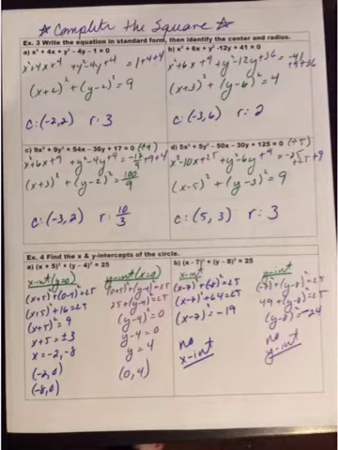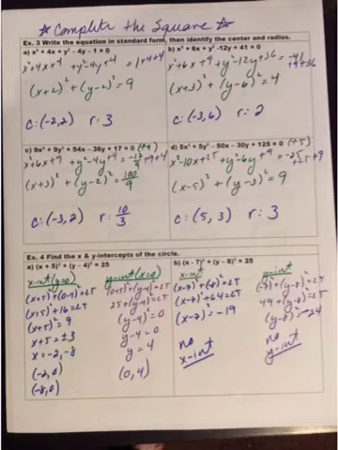Alrighty, last example. Find the x and y intercepts. So remember, intercepts, x intercepts, y equals 0. Y intercepts, x equals 0. So if I plug in 0 for y, then I get x plus 5 squared plus 16 equals 25. Subtract 16, x plus 5 squared equals 9. Take the square root of both sides, x plus 5 equals plus or minus 3.